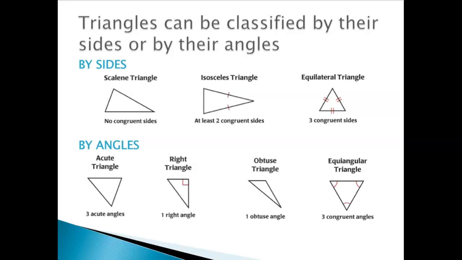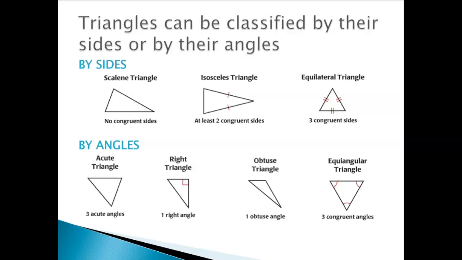Now notice an equiangular triangle also happens to be an acute triangle because all three of those angles are smaller than 90 degrees. So an equiangular triangle is simply a more specific type of acute triangle.